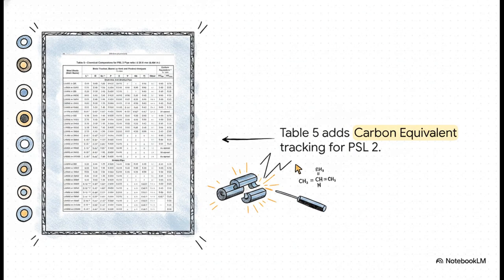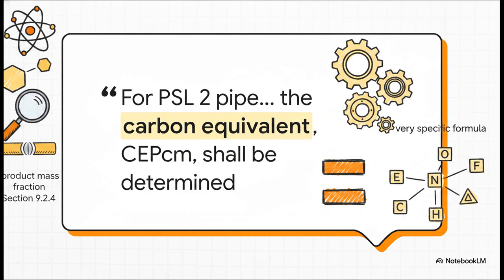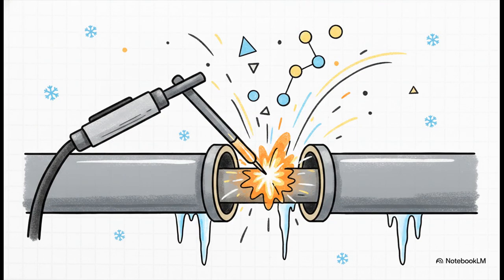Because when you move over to the requirements for PSL2 pipe, things get significantly more complex. You see lower maximums for certain elements, sure, but more importantly, there is strict tracking of something called carbon equivalent. PSL2 requires this calculation to ensure the pipe can actually be safely welded out in the field without cracking under intense stress. And this brings us to a massive, game-changing differentiator for PSL2. As stated in Section 9.2.4, if your product analysis shows a carbon mass fraction equal to or less than 0.12%, you are mandated to calculate the carbon equivalent using a very specific formula. And here is that exact formula.